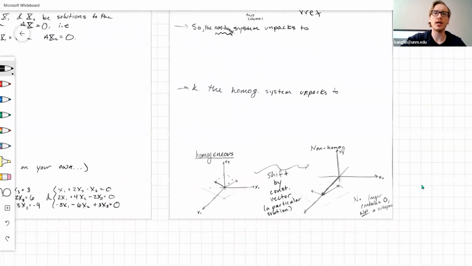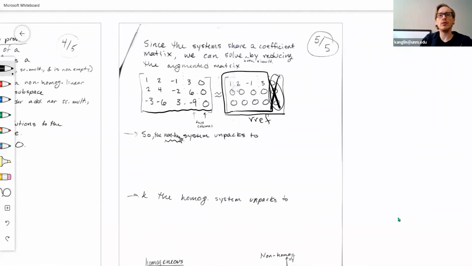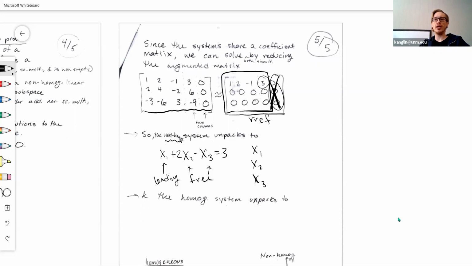So my variables were x1, x2, and x3. So I get 1x1 plus 2x2 minus x3 equals 3. Now notice here, my system really reduced to just a single equation, meaning I have one lead variable and two free variables. So the idea, as usual, to solve this system would be to write x1, x2, and x3 in terms of parameters for the free variables. Then you can solve for the leading variable in terms of those parameters.